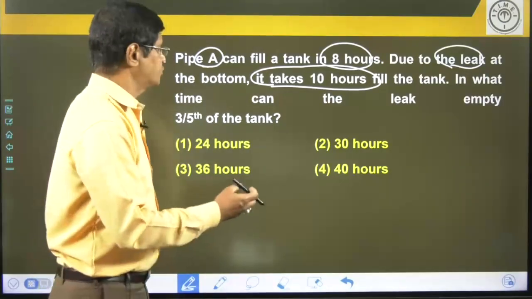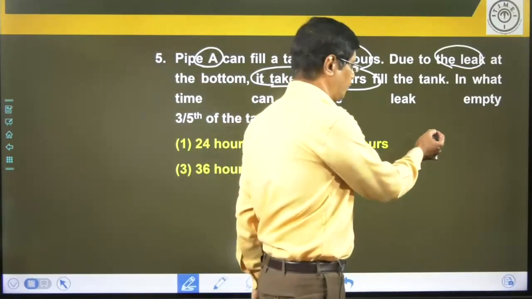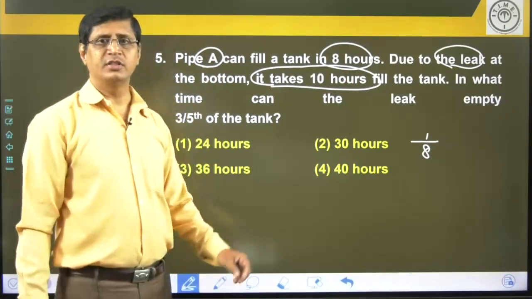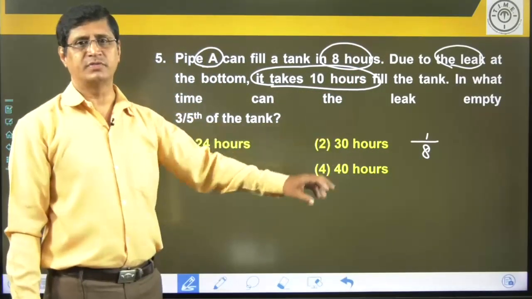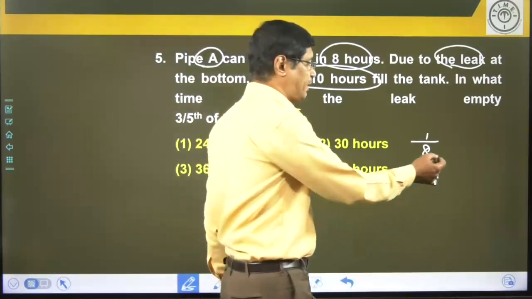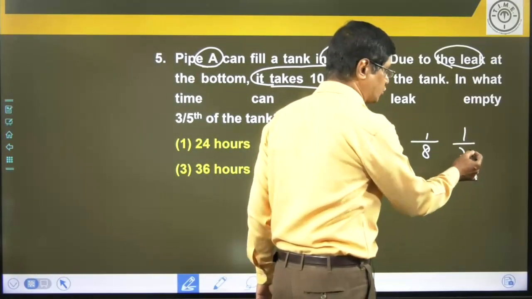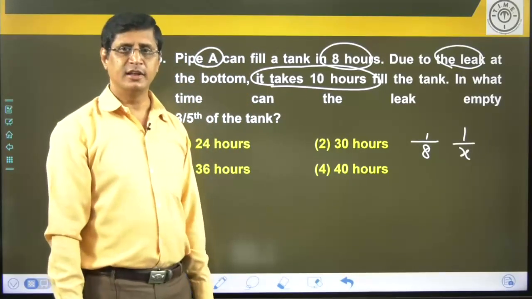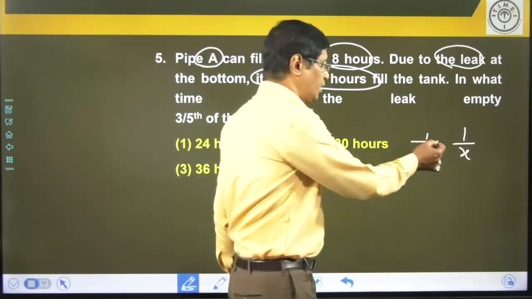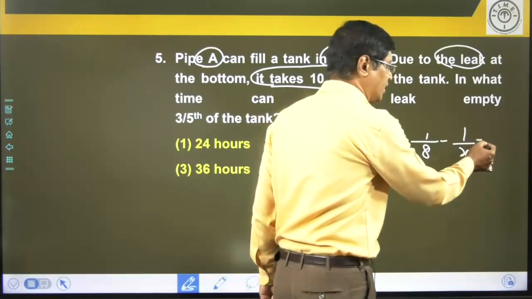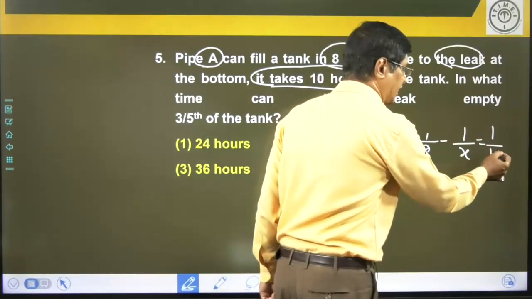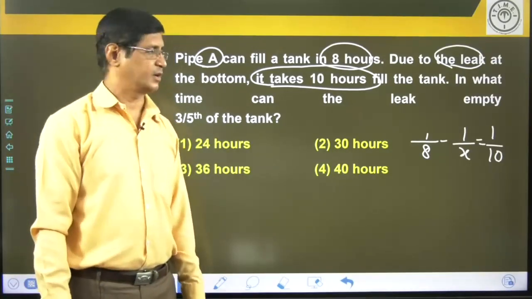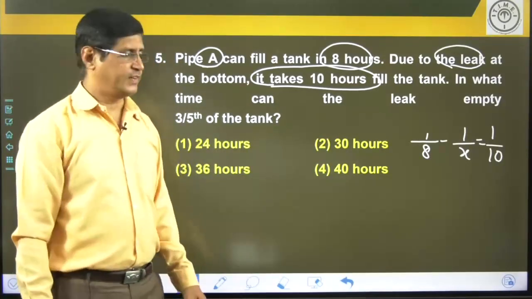Now, what is the meaning of this? 1 by 8, that is in 1 hour, the pipe A can fill 1 by 8 of the tank. Leakage pipe, the leakage pipe time is not given, so I am taking 1 by x. x is the number of hours that it can empty the full tank. Now, when these two are opened together, it is taking how much time? 10 hours, means they can fill 1 by 10th part of the tank in 1 hour. Find out the value of x.